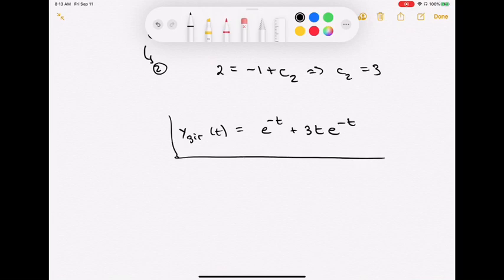That is my solution. And it probably is best to say that that's good for t greater than or equal to 0. When we set those initial conditions, it doesn't really make much sense to look earlier than t equaling 0. Okay, so very quick summary then.